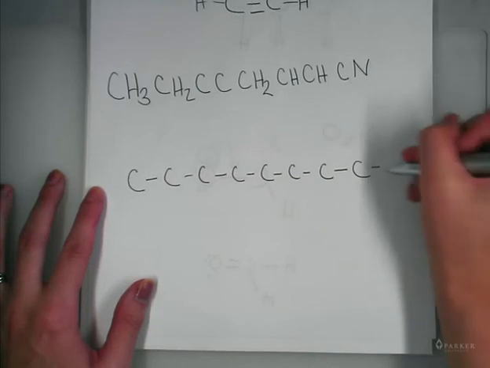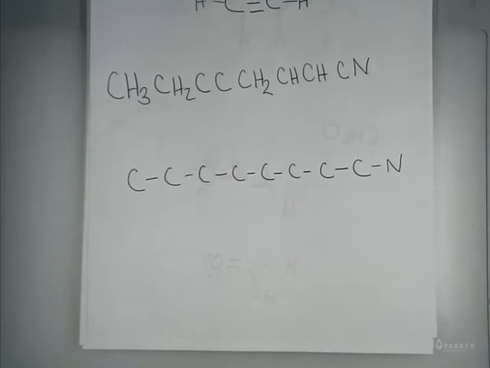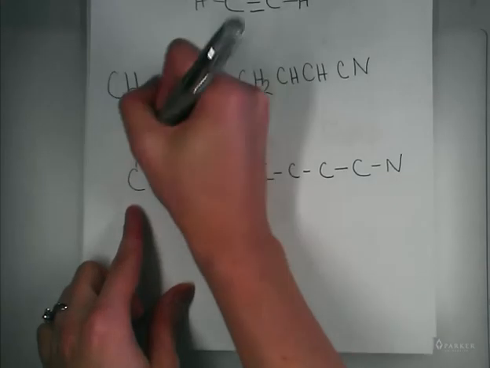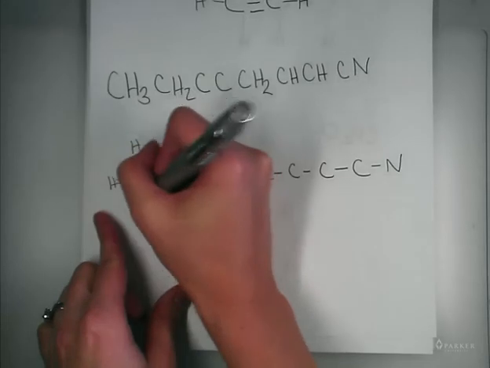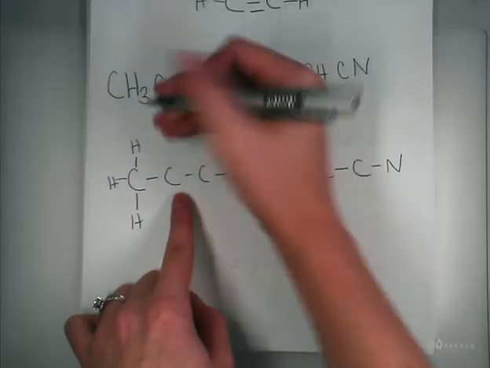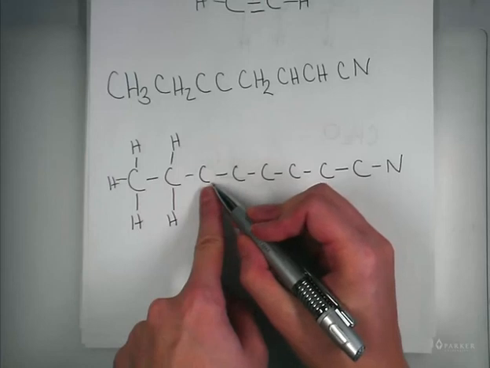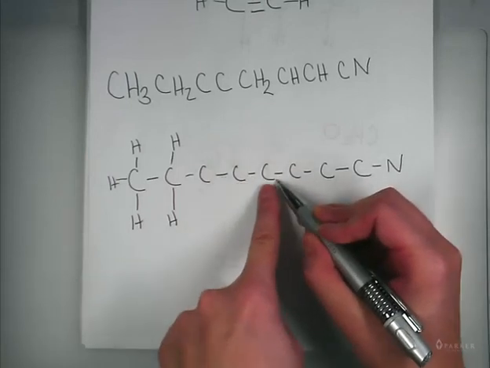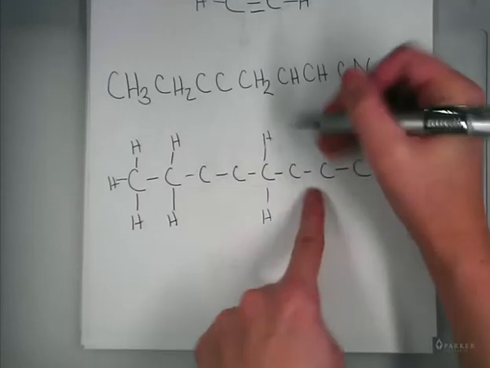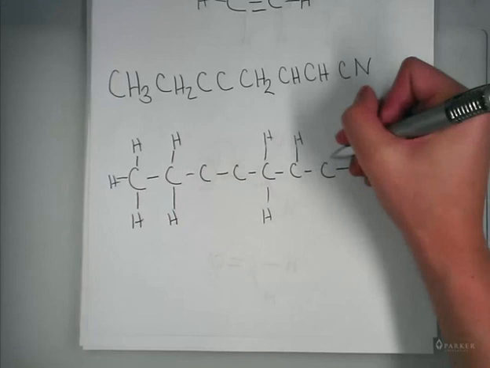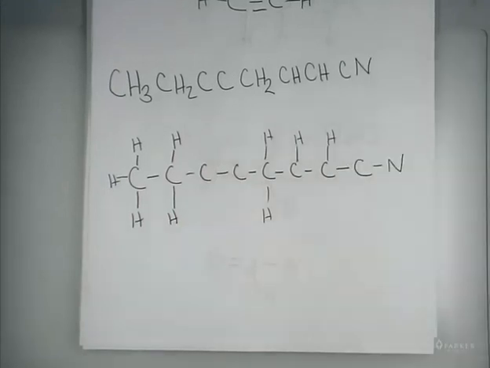And what's coming off the end here? Nitrogen. So you always start with single bonds, and then we'll work from there. Okay, now all you need to do is draw in your hydrogens. So let's do that first. This carbon has how many? 3. This carbon has 2. This carbon, 0. 0, 2, here. One, one, and zero. Okay, so now we have everything on there.